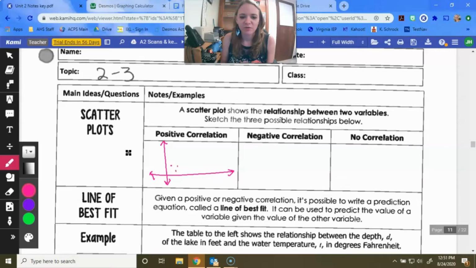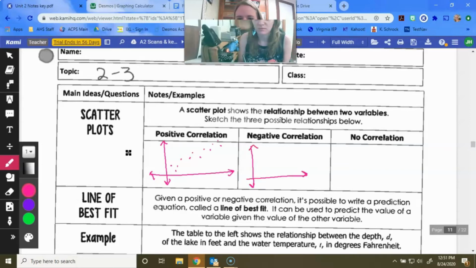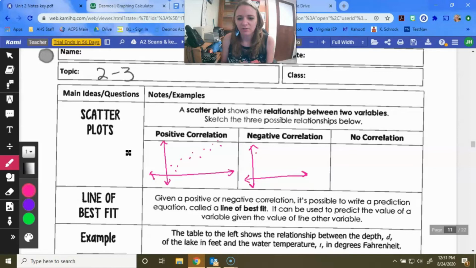So if it's a positive correlation, the points will do something like this. They will increase like a positive slope. Negative correlation will, of course, look like a negative slope. And no correlation, it's just all over the place.